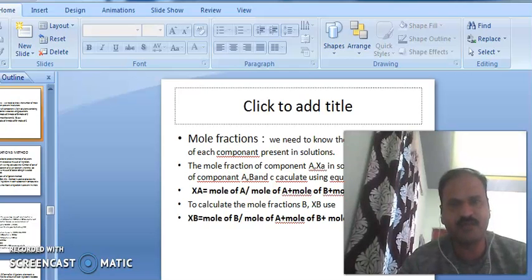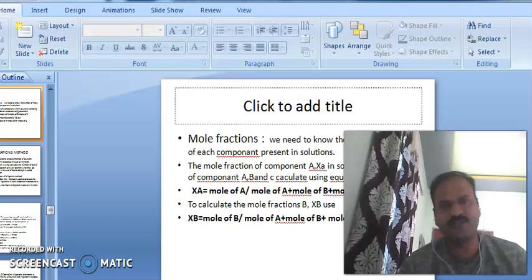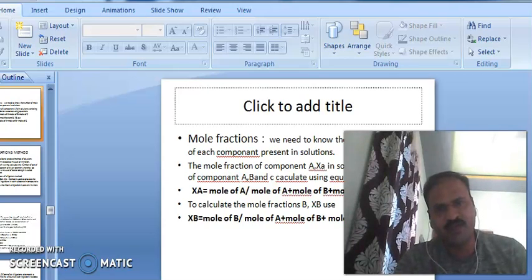The mole fraction of component A, XA, in a solution consisting of components A, B, C is calculated using the equation: XA is equal to mole of A upon mole of A plus mole of B plus mole of C. To calculate the mole fraction of B, XB is equal to mole of B upon mole of A plus mole of B plus mole of C. This is the equation. Putting the values in that equation, you get the mole fraction of the desired component.